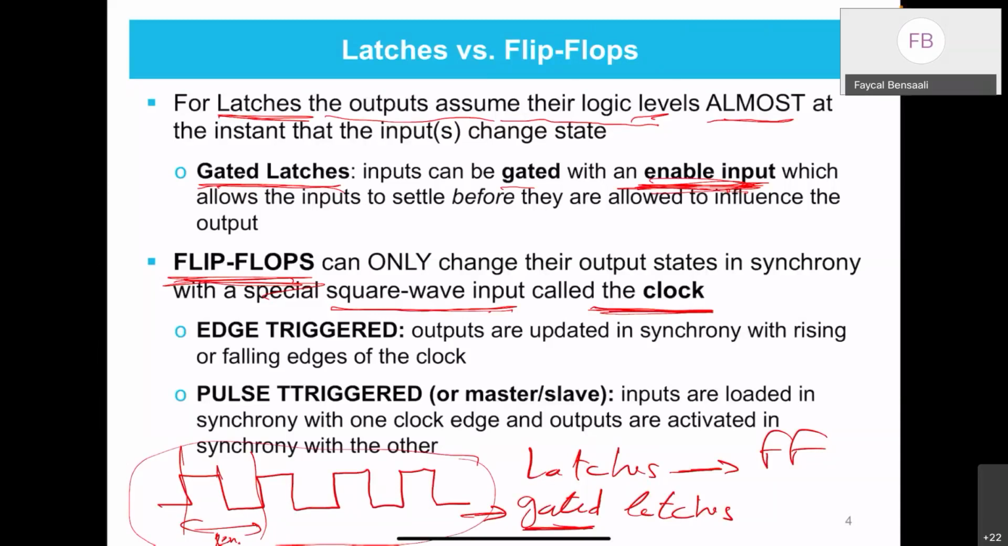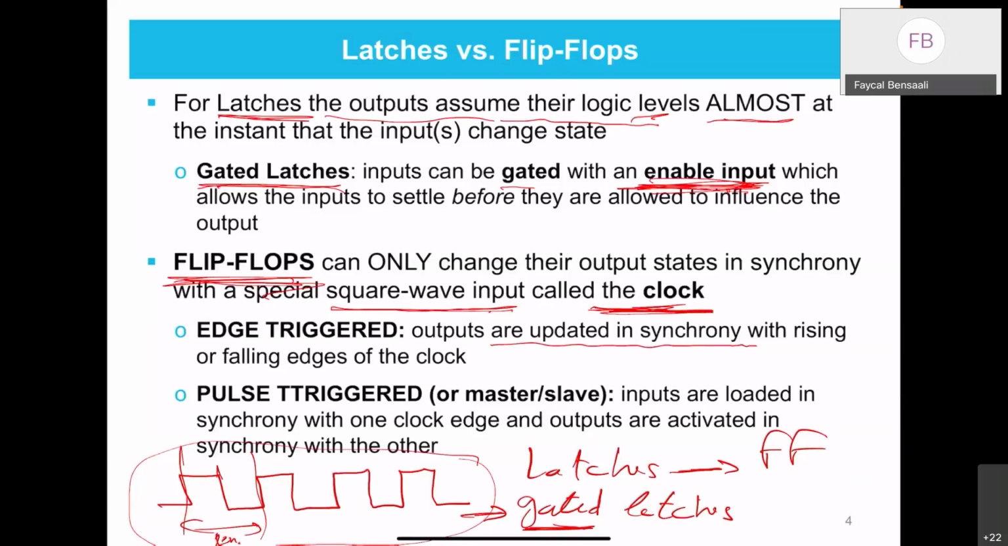And then this will control the output. It controls basically when we need to update the output, or when the flip-flop will get its output updated. This is why we say the output is updated in synchrony with this signal or this special input.